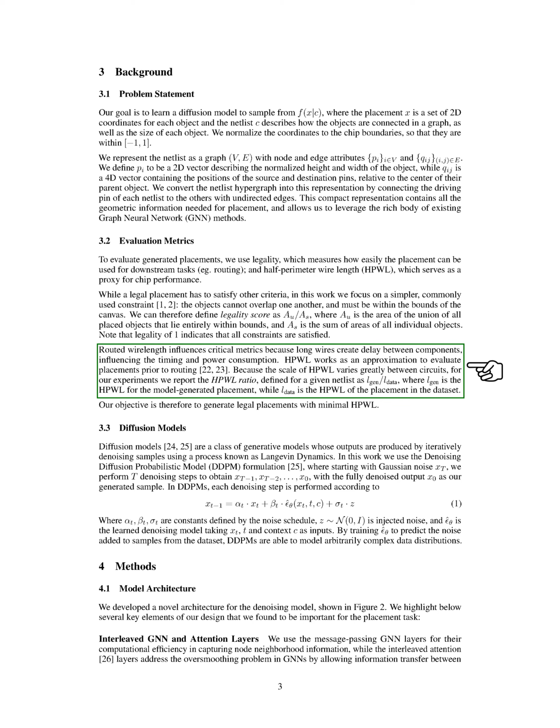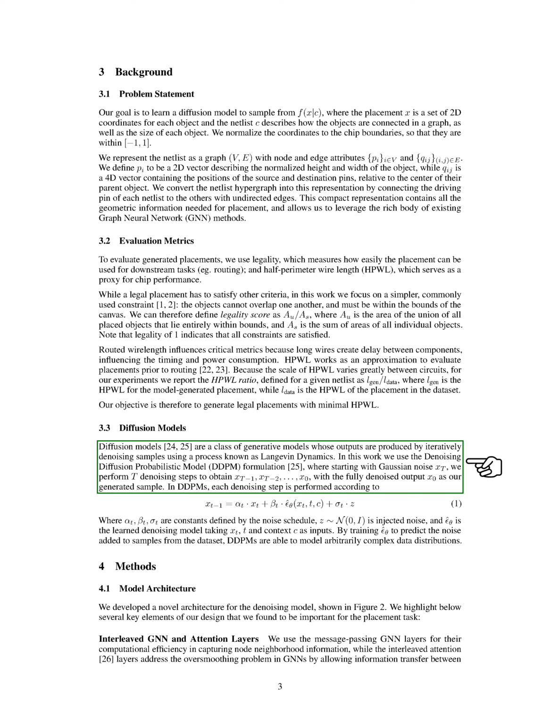HPWL is crucial as long wires can cause delays between components, affecting timing and power usage. It helps us assess placements before routing. We aim to create legal placements with minimal HPWL. We delve into diffusion models, a type of generative model that uses Langevin dynamics to denoise samples iteratively. Specifically, we focus on the denoising diffusion probabilistic model, DDPM, where we start with Gaussian noise and perform denoising steps to generate the final sample.